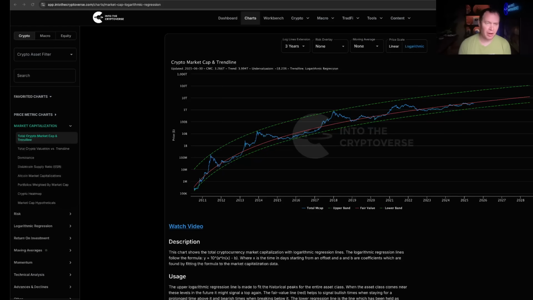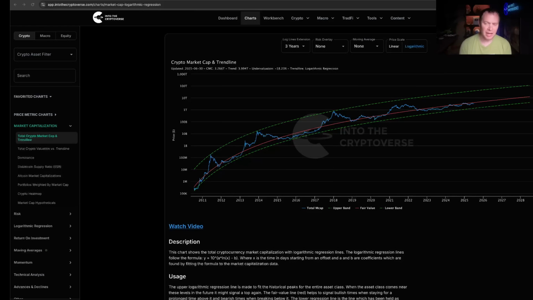And then we want to know where the current market cap of the entire asset class is with respect to the quote-unquote fair value. So in this case, the fair value logarithmic regression trend line is coming in at around $3.994 trillion. The total cryptocurrency asset class right now is at about $3.266 trillion. This represents an undervaluation of approximately 18.23%.